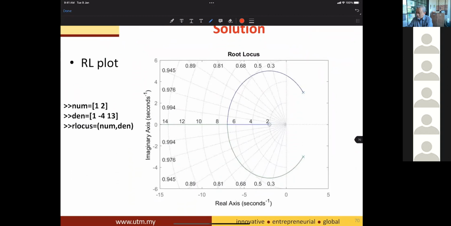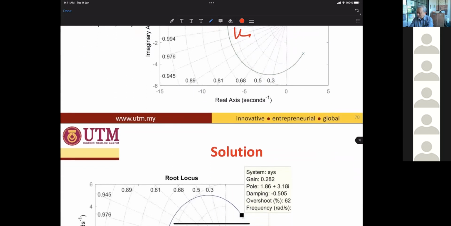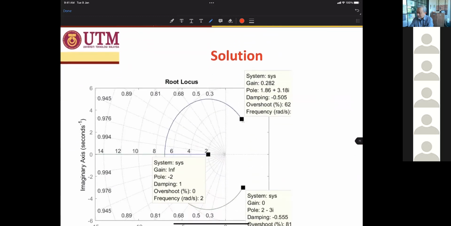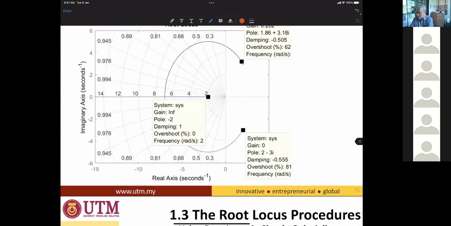And finally, this is the plot. Usually this plot is given in the test and exam, so you don't have to worry. The important thing is you must know what this point is, what this point is, how many root locus paths, how many complex conjugate poles, what the gain value is over here and over here. So don't worry about the plot. This one is the details.